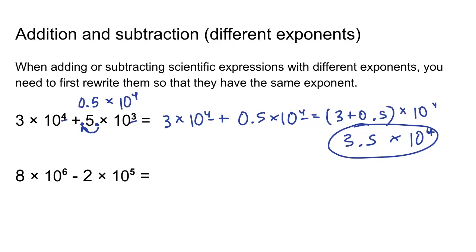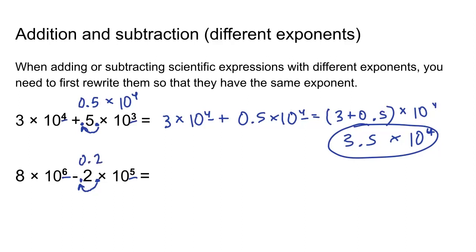Next you have 8 times 10 to the 6th power minus 2 times 10 to the 5th power. And once again you have different exponents. And in this case it would be easier to convert the 5th power to a 6th power. So once again you need to move the decimal point one place to the left. So the new coefficient becomes 0.2.